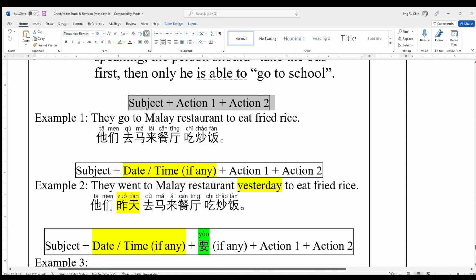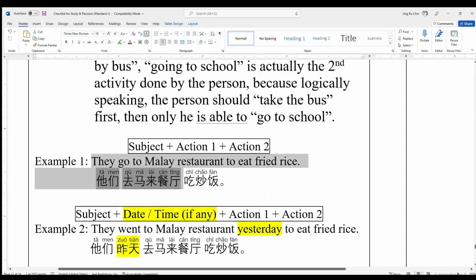So in English, they go to Malay restaurant to eat fried rice. This one is still very straightforward. Which one is the first action? They go to Malay restaurant first, or they eat fried rice first? Think logically. So obviously, go to Malay restaurant is first action. Eat fried rice is second action. Because you need to go there only, then you can eat fried rice, right?